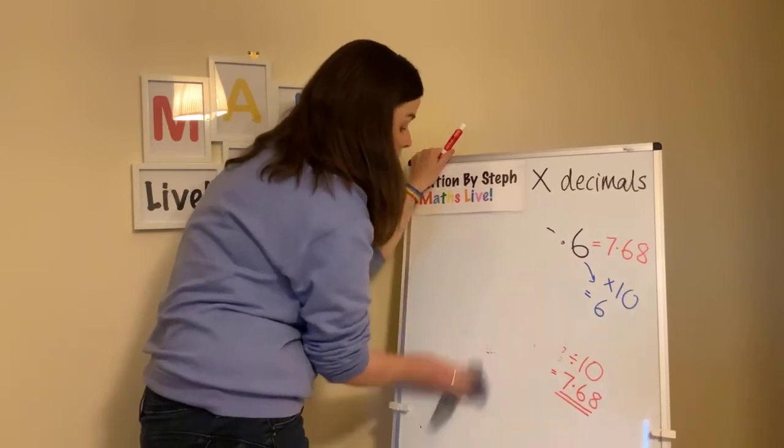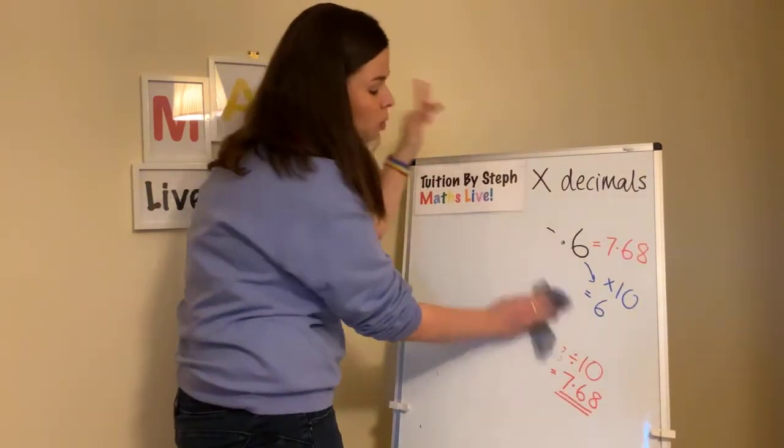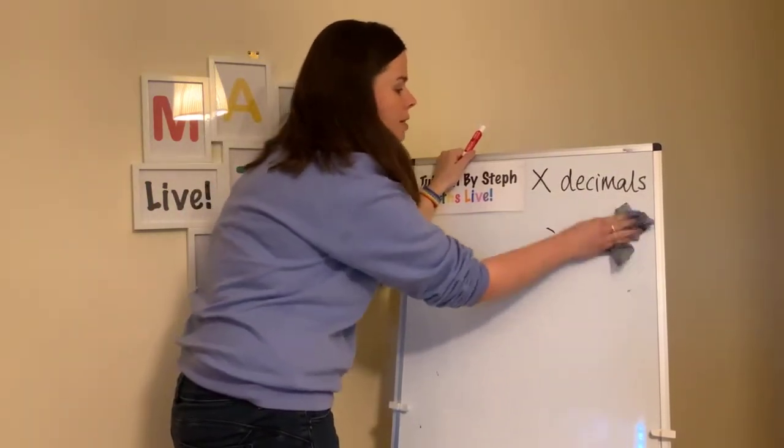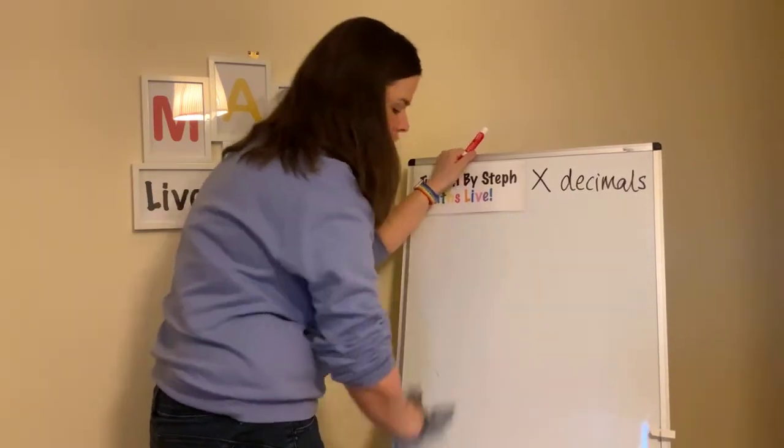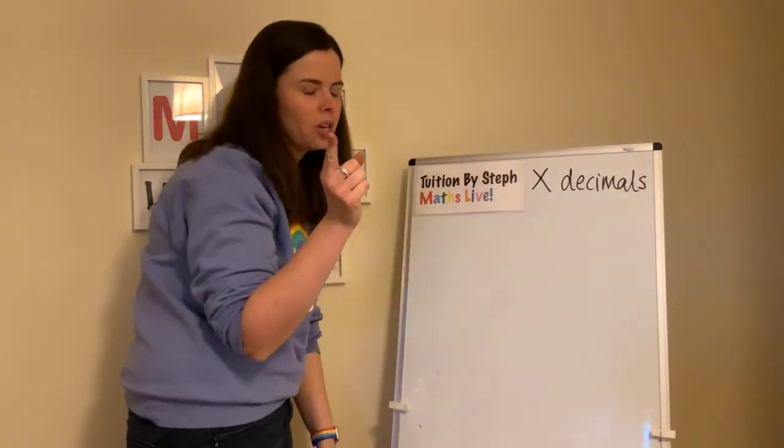So the rule is where possible, you don't multiply a decimal by another decimal. We change it so it's a whole number, but make sure we change it back.